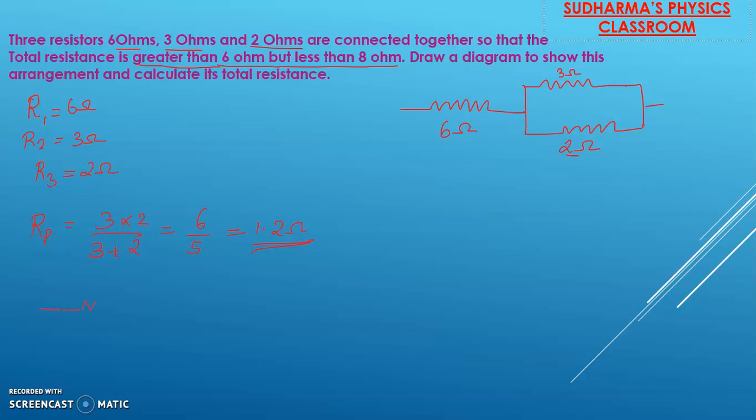Now this 6 ohm is already there, right? Instead of that parallel combination, now we have 1.2 ohm. So this is easily a series combination. R series is equal to 6 plus 1.2, so you're going to get 7.2 ohm. So we got some value. Let's check whether it is satisfying the conditions given in the question. The value should be greater than 6 ohm but less than 8 ohm. Definitely 7.2 is greater than 6 and less than 8 ohm, and our solution is done.